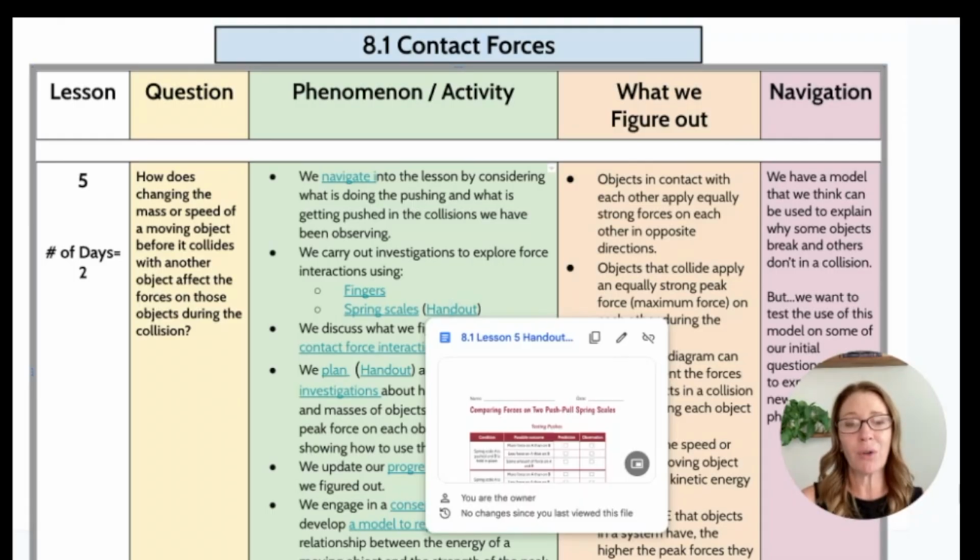So we make our predictions, then we go through and we use the push-pull springs, and we find out that no matter what we do, the forces are always equal on the spring scales. Whether we use a 5 Newton or a 10 Newton spring scale, whether we push with one or push with both, the forces are always equal.